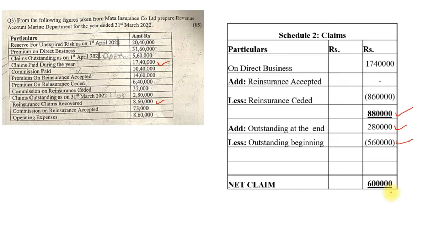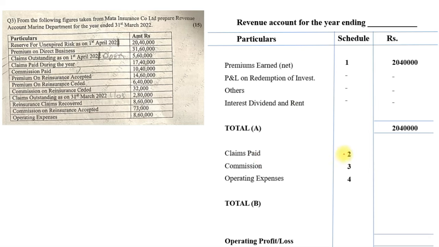Once we got the net claim, we will substitute it into our claim on our schedule number 2. So claim paid is 6 lakhs.